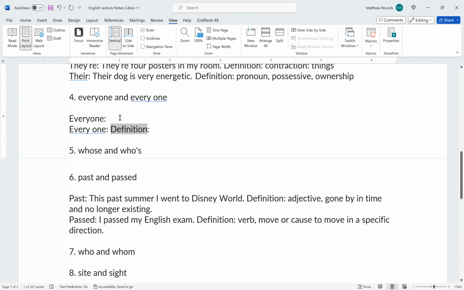Okay, so let's look at "everyone" as one word and "every one" as two words. Either one, could you look up the part of speech, let's start with the one that's one word? It's a pronoun and it means every person. Okay.